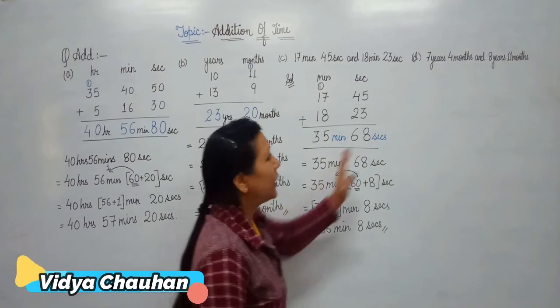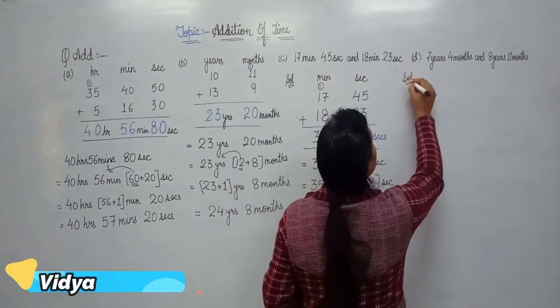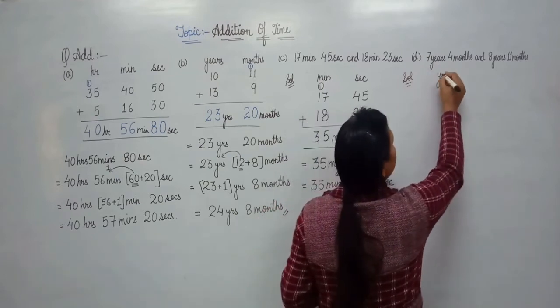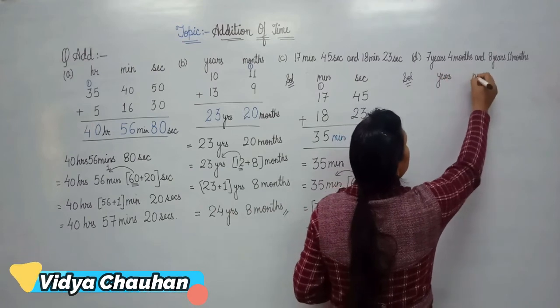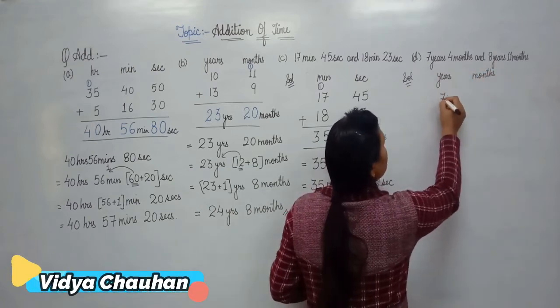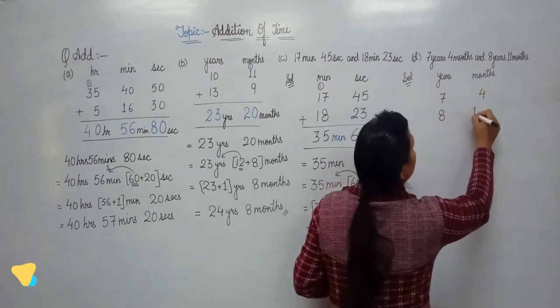Clear, students? Coming to the last part, in which you have to add the values given in years and months. So first we will be arranging this. So let's arrange this into years and months. So what is the value here? 7 years, 4 months, and 8 years, 11 months.